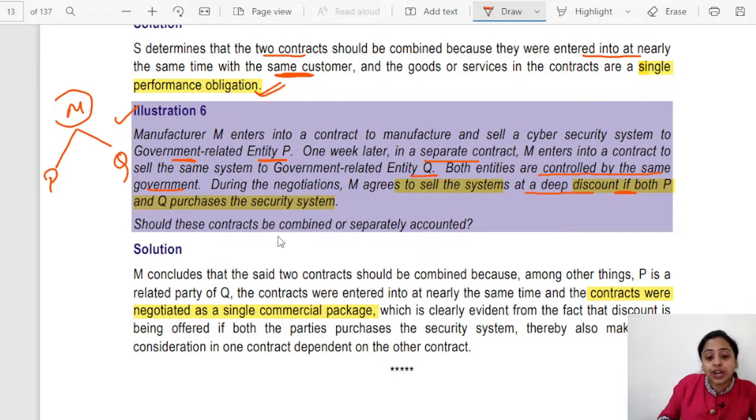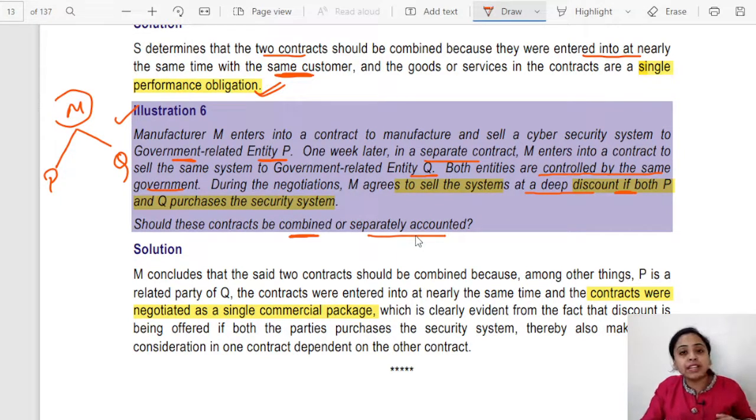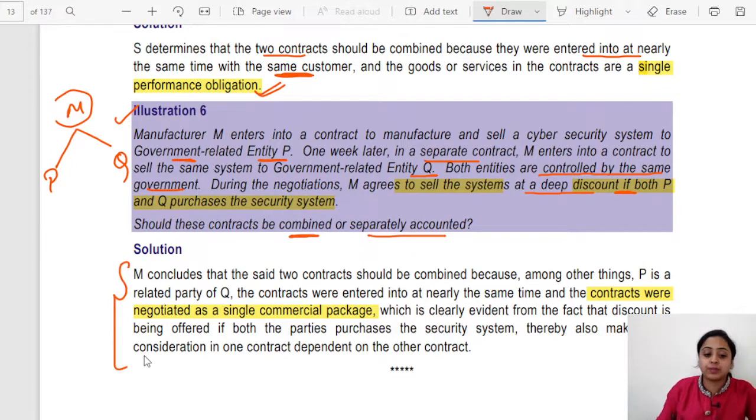Should these contracts be combined or separately accounted? See, this is a simple question. If you are able to identify the performance obligations, if you are able to identify whether there is any dependence or not, whether the impact is significant or not, okay, then you will easily be in a position to answer this question. Okay, read the solution and let me know. I'll read it for you along with you.